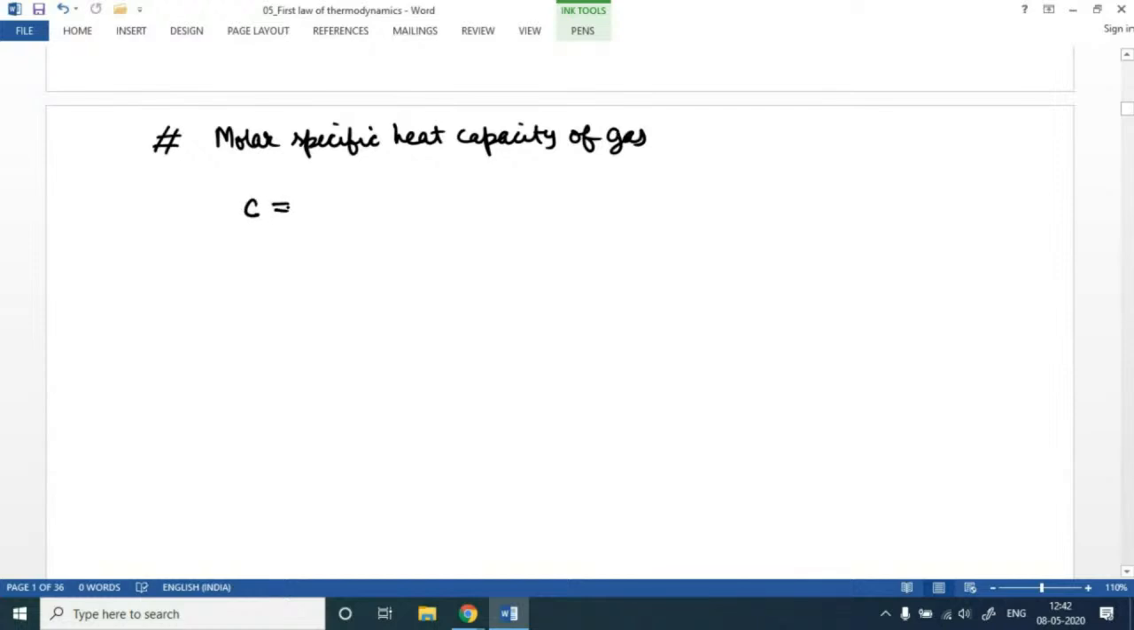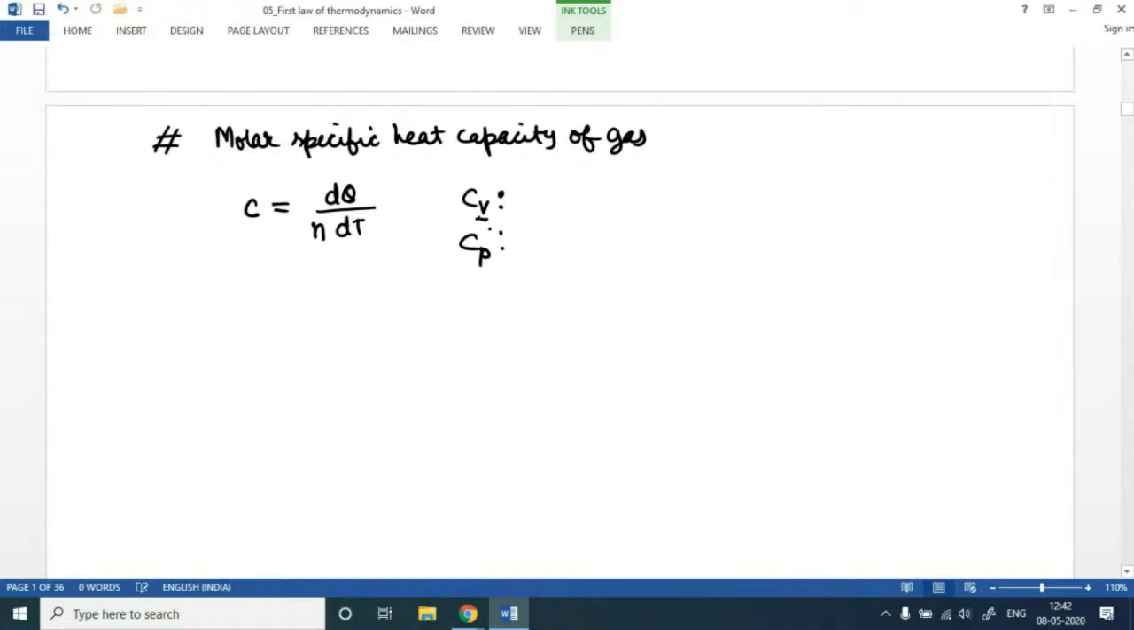So small c is defined as the heat required by the gas to change the temperature by 1 unit per mole. So c is nothing but dq by n dt. That is how it is defined. And we define two other important quantities, let's say for example CV and CP.